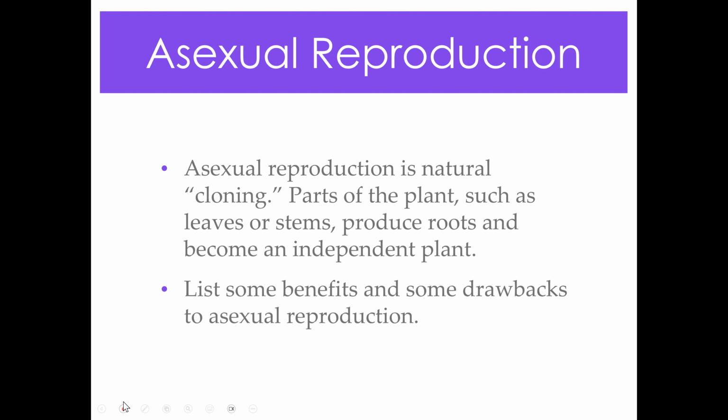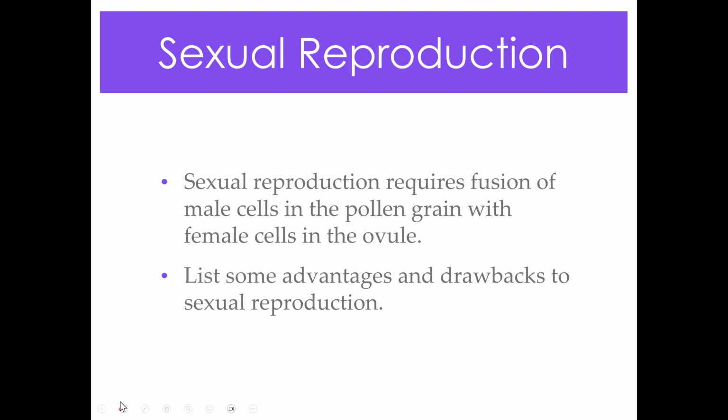One of the things I do want you to consider and think about, because this might show up on some homework or test, hint, hint, wink, wink, nudge, nudge, is what are some of the benefits and drawbacks to asexual reproduction? Now, there's also sexual reproduction. It's a fusion of male cells in a pollen grain when we're talking about plants and female cells in the ovule. And so again, think about what are some of the advantages and drawbacks of sexual reproduction.